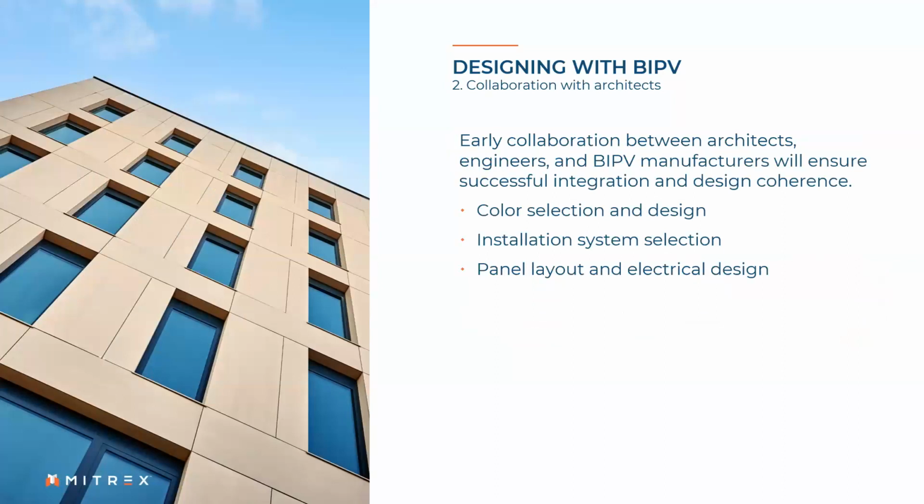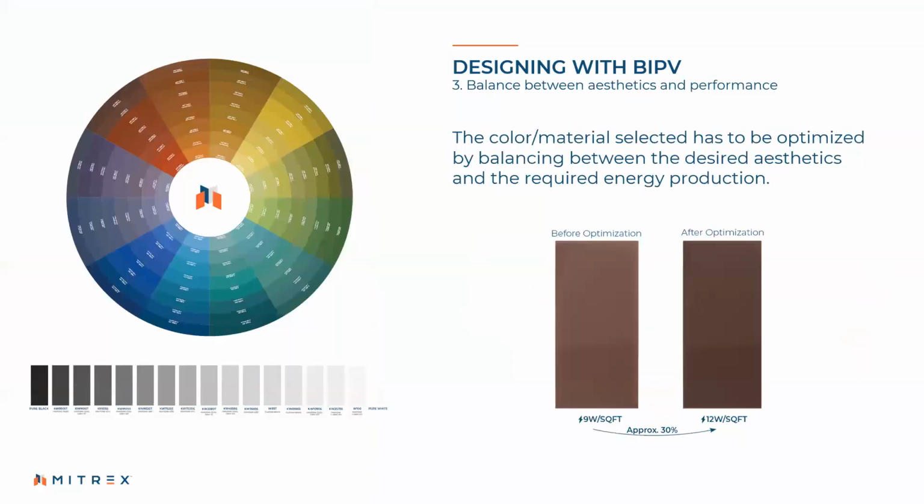So early collaboration is best. We love meeting with architects and engineers, and you should, to ensure that you've got successful integration and design coherence. So color selection is important. Installation methods are important. Understanding panel layout and electrical design. Those are all elements that need to be considered, right? So the color that you select for a BIPV panel is really important. I do not expect anyone to look at this color wheel and remember the difference between a light red or a dark red or a light green, a dark yellow, and what that will produce.